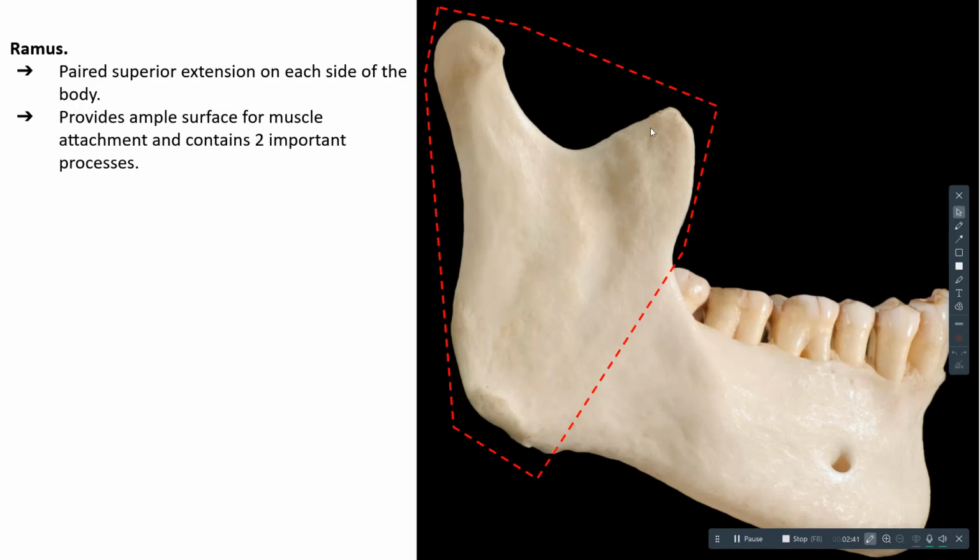All right, here we've got the ramus of the mandible. So we're coming off the body. We got this extension going up vertically, one on each side. This is a ramus. The word ramus literally means branch, and the rami branch off the body. Notice there is a lot of surface area for muscle attachment, as well as a pair of processes on the superior part.